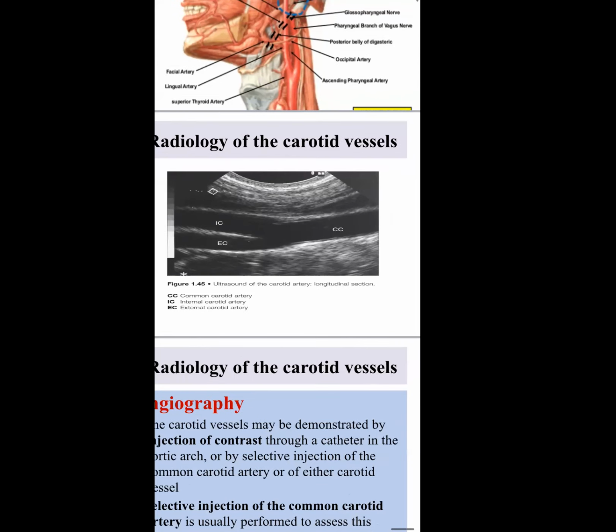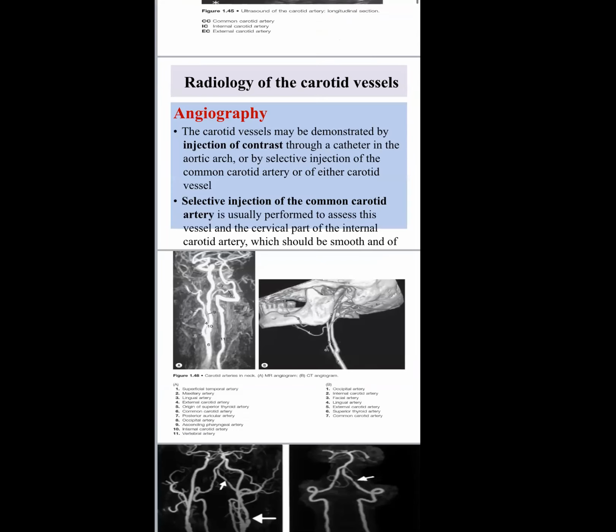Also, we can use angiography as imaging. The carotid vessel may be demonstrated by injection of contrast through a catheter in the aortic arch or by selective injection of either vessel. يعني نقدر احنا نسوي انجكشن يا اما الكمان carotid artery او يا اما الاكسترنال او الانترنال.